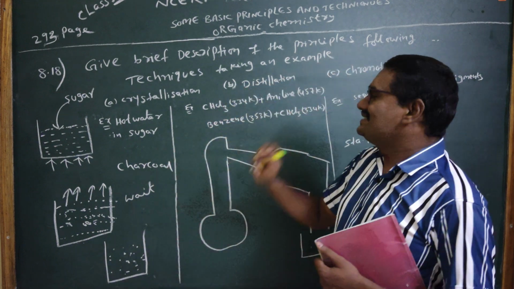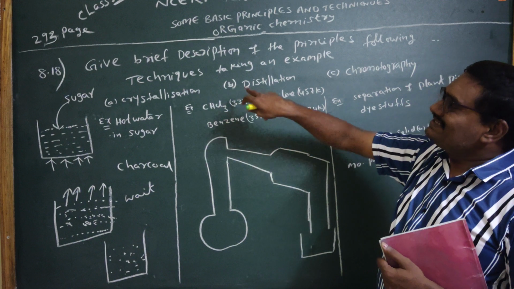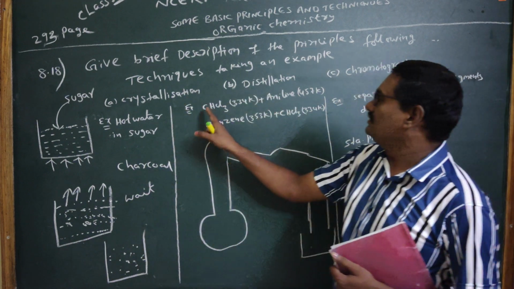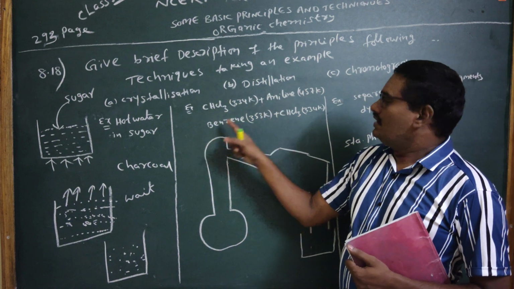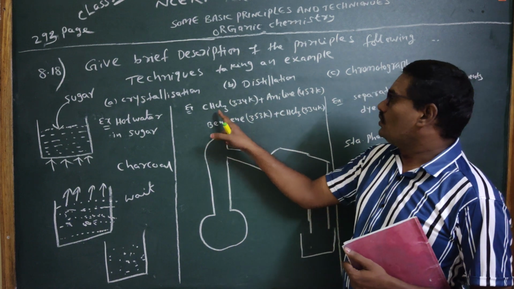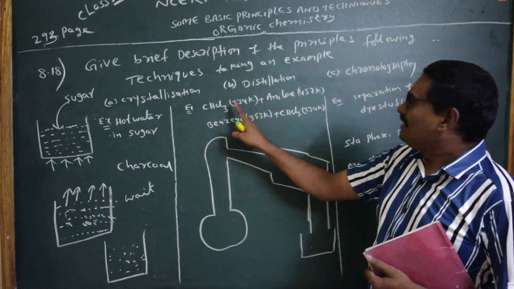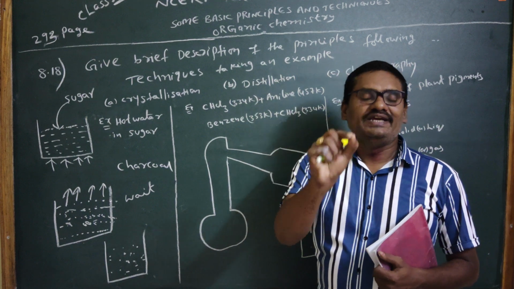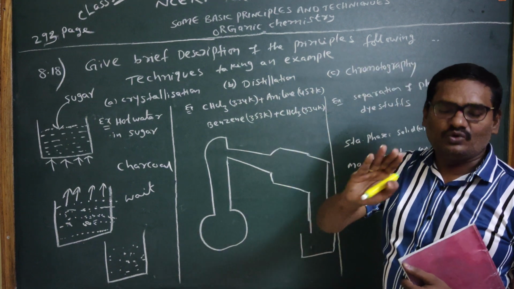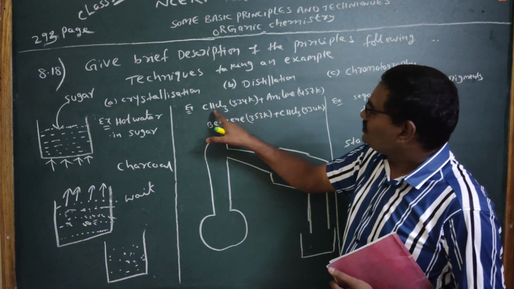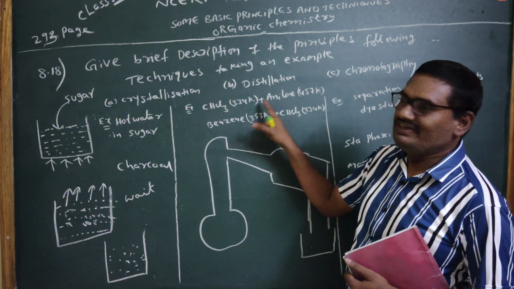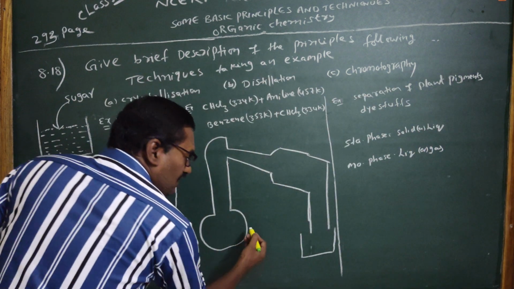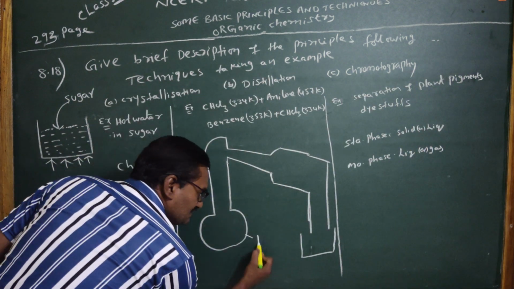Next one, distillation. Distillation is applicable to separate a liquid from another liquid, for example, chloroform and aniline, or benzene and chloroform. The condition is that the boiling point difference must be nearly or greater than 20 Kelvin. Chloroform is 334 Kelvin, aniline 457 Kelvin. Then we take it in a flask, an RB, round bottom flask.